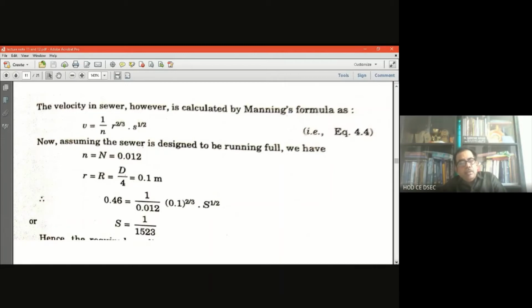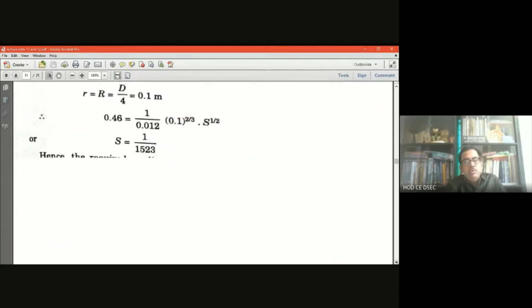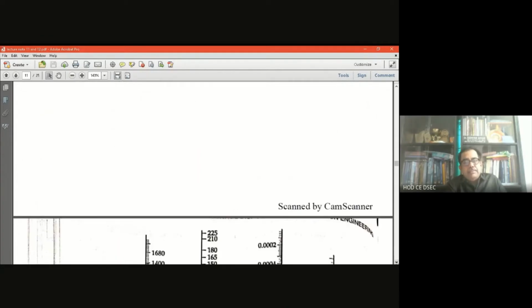Here there is no change in n, the roughness coefficient, with the flow of water, so let us assume 0.012, which is also given here. R we know is D by 4, that means 0.1 meter. V we also know. The only unknown is S, since n and R are known. So S is 1 in 1523. That will be the answer for S.